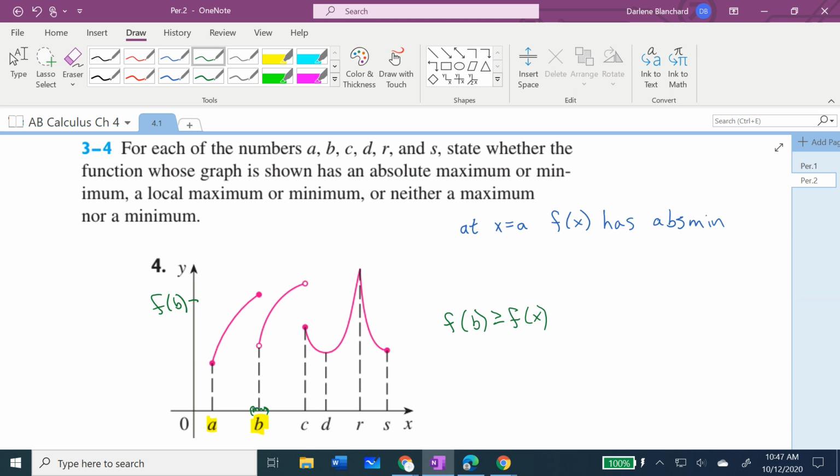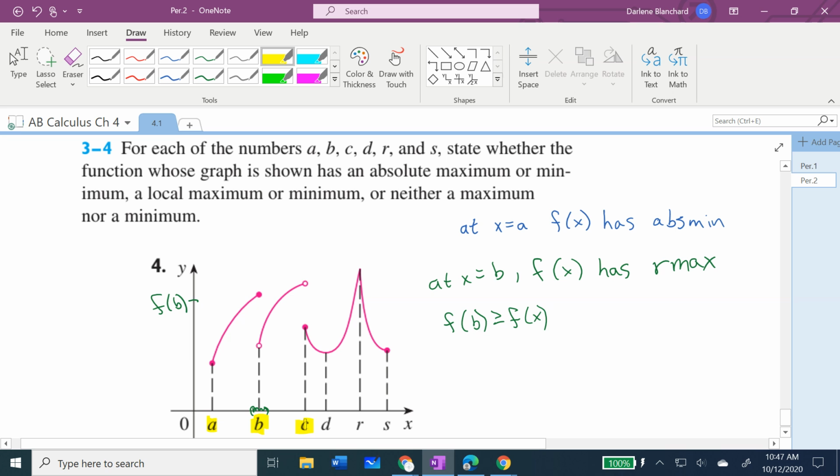That means that you do have a maximum there. And you can have a relative or an absolute occur at a discontinuity. So at x equals B, f of x has a relative maximum, or local, and I'm just going to put R.